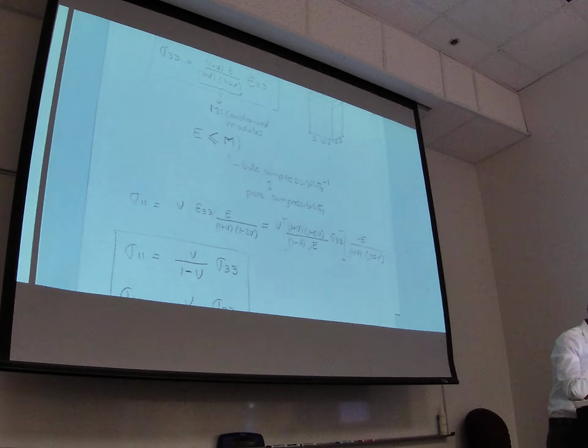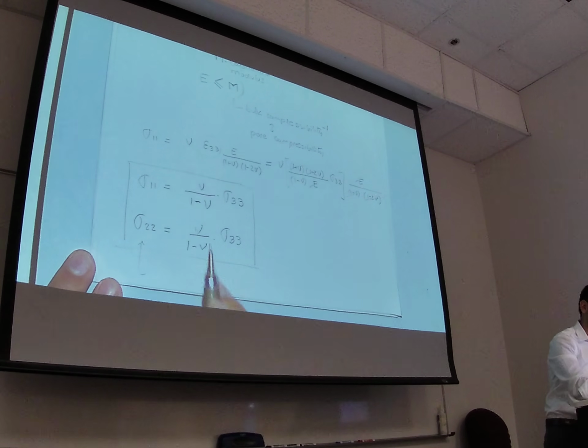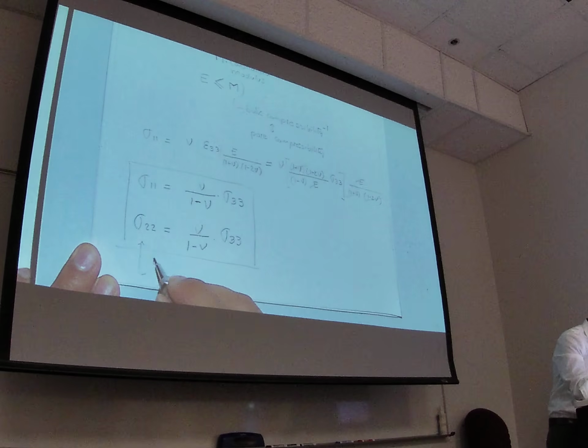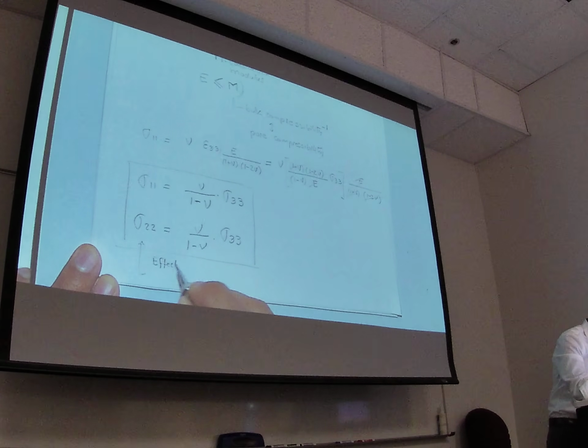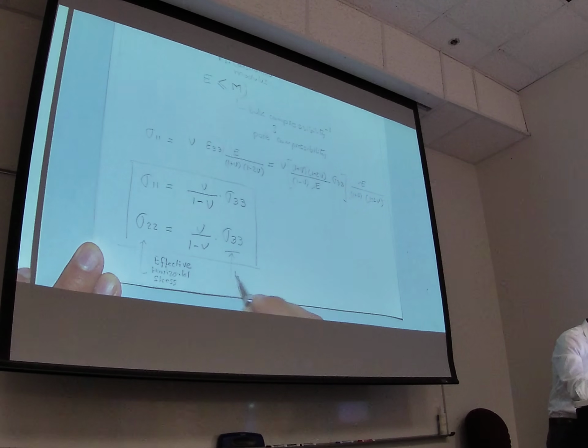the effective horizontal stress is equal to Poisson ratio divided by 1 minus Poisson ratio times the vertical effective stress. So this one is effective horizontal stress, and this one over here is effective vertical stress.